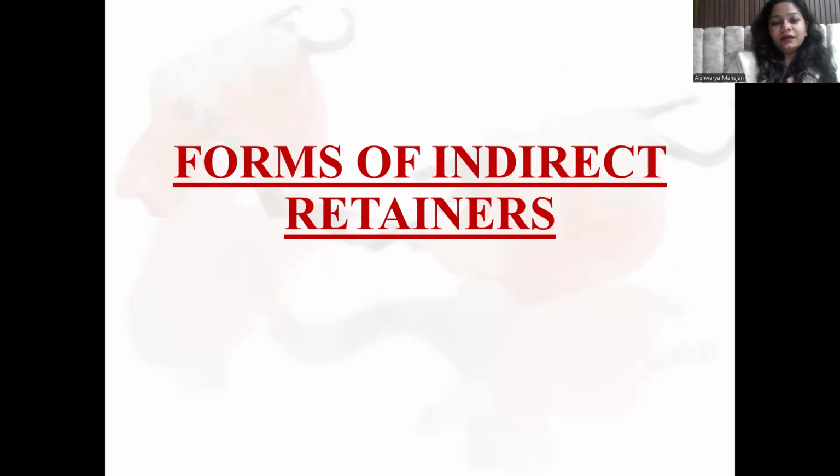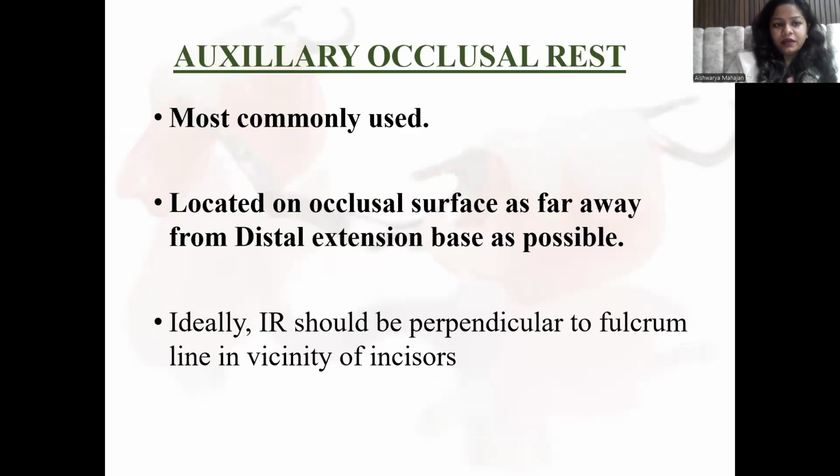The forms of indirect retainers. First is the auxiliary occlusal rest. These are the most commonly used ones. These are located on the occlusal surface as far away from the distal extension bases as possible. Ideally, the indirect retainer should be perpendicular to the fulcrum line in the vicinity of the incisors.